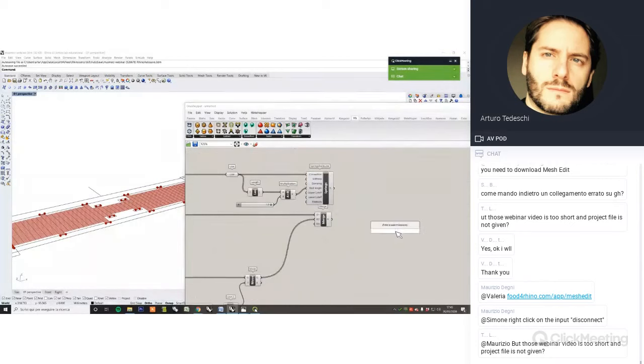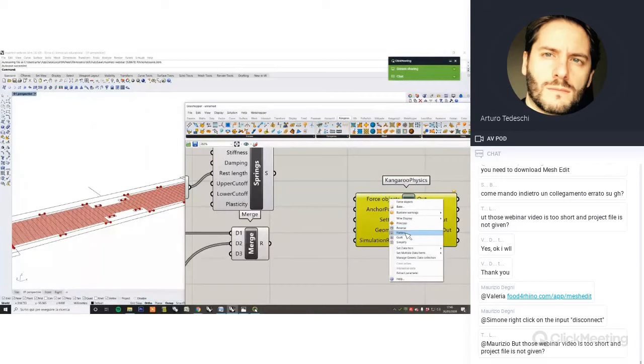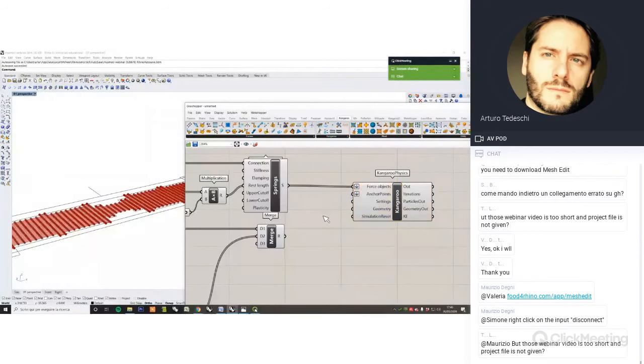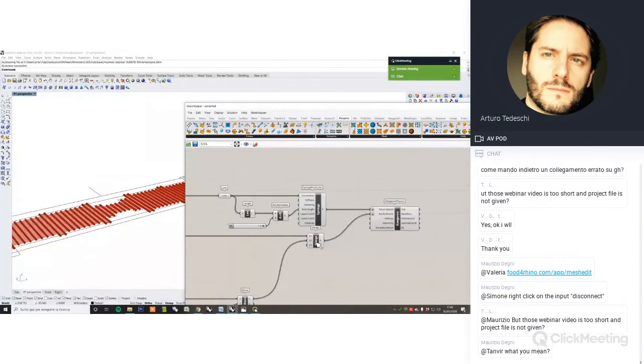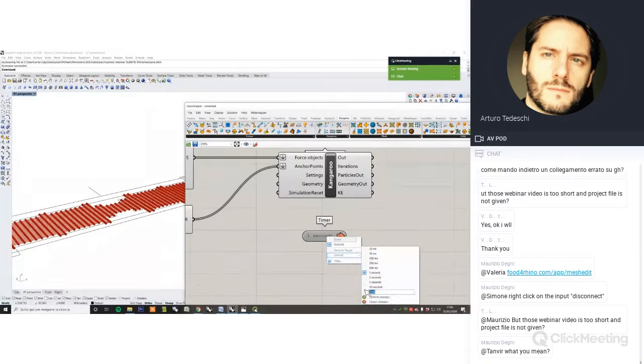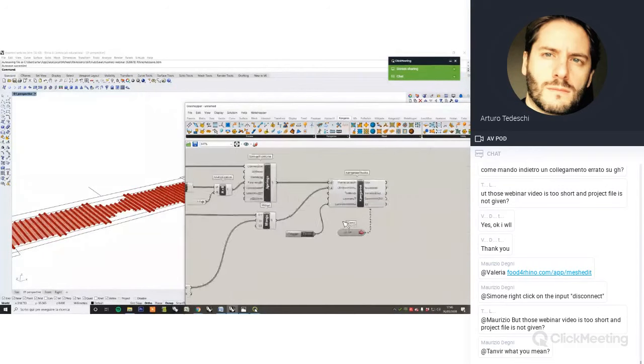Finally, we can use the Kangaroo physics component. So once again, Kangaroo physics. Good habit, right-click here, flatten, right-click here, flatten. We can connect this one here, and the anchor points go here. The usual timer, we can set it to 10 milliseconds. And also the toggle in order to trigger the simulation like this.